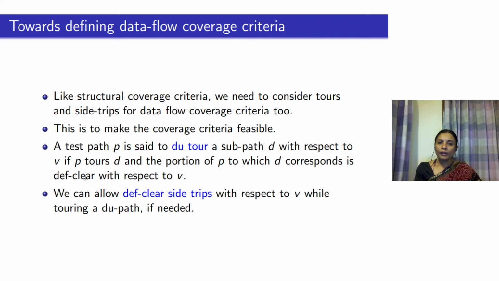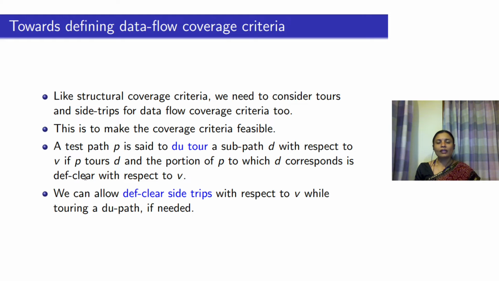A test path P is said to du tour a subpath D with reference to a variable V if the path P tours D, in the portion of P to which D corresponds, in a def-clear way as far as variable V is concerned. It's the same thing, it's the same touring. We just ensure that as far as V is concerned, it doesn't get redefined along the detour. Same thing for side trips also.